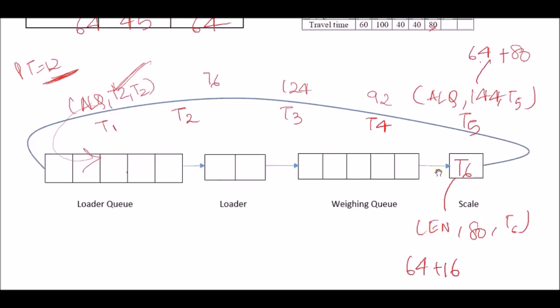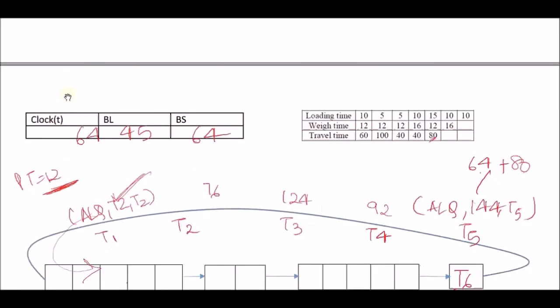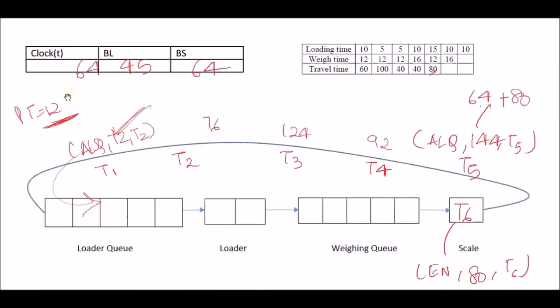So that's 64 plus 16, and again this is the new event, T5 arriving at the loader queue, and how do we get 144? 64, that's the current time, plus using the probability distribution plus 80, we get 144. Now calculating BL and BS. So now we know that the pass time is 12. In the pass time of 12, the loaders were free and the scale was busy. So BL is going to remain the same, that is 45. The BS is going to get added by 12, so that is 12 plus 52, 64.